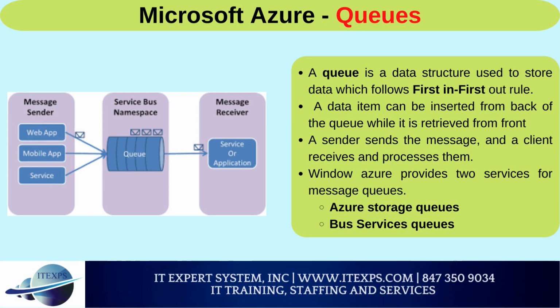Microsoft Azure Queues. A queue is a data structure used to store data which follows the first in first out rule. A data item can be inserted at the back of the queue while it is retrieved from the front. Azure queues are a very similar concept used to store messages in a queue. A sender sends the message and a client receives and processes it. A message has a few attributes attached to it. There are two services offered by Windows Azure for message queues.